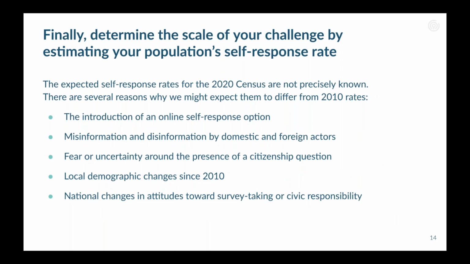There's a few reasons why these self-response rates might be particularly hard to estimate during this cycle, the 2020 census. This is going to be the first time that an online self-response option is made available nationally. We've read stories in the news of misinformation and disinformation by both foreign and domestic actors. There's been a large question about the citizenship question, which will not be appearing on the census, but simply the conversation around it might have created a pressure for non-response.